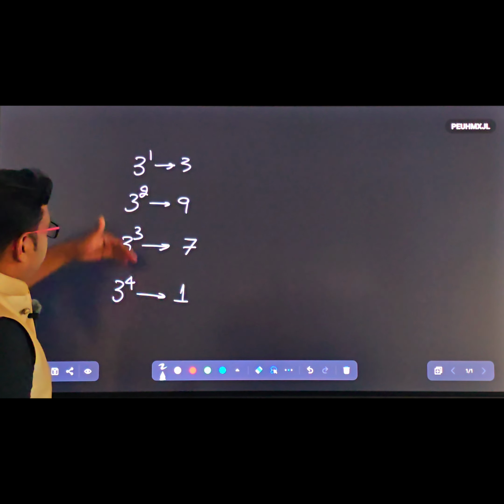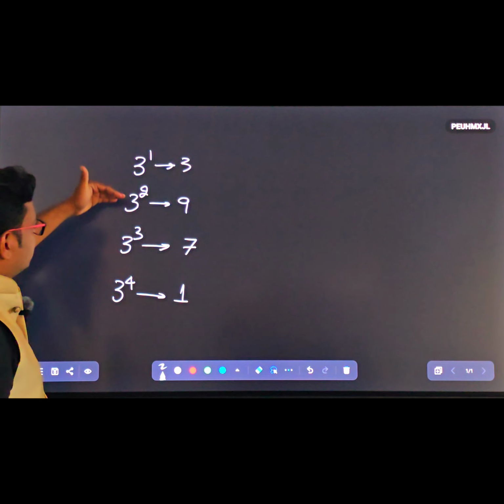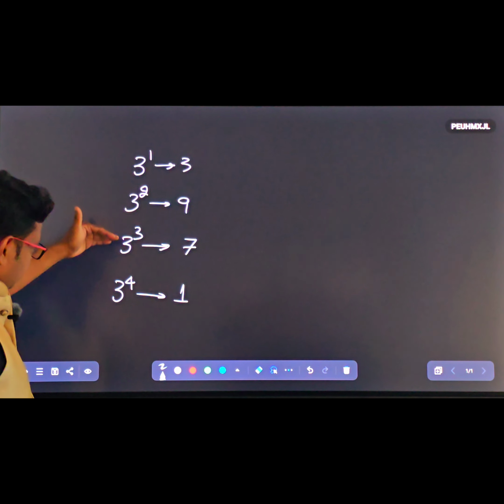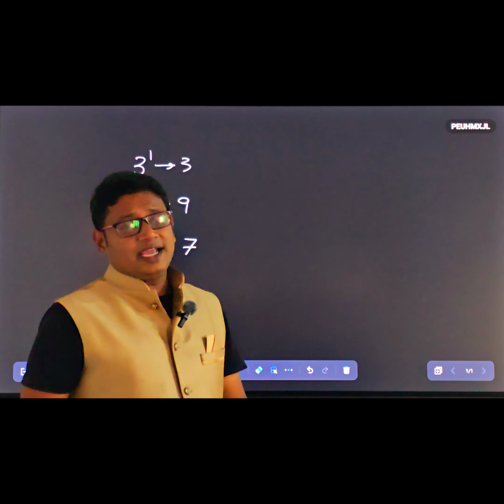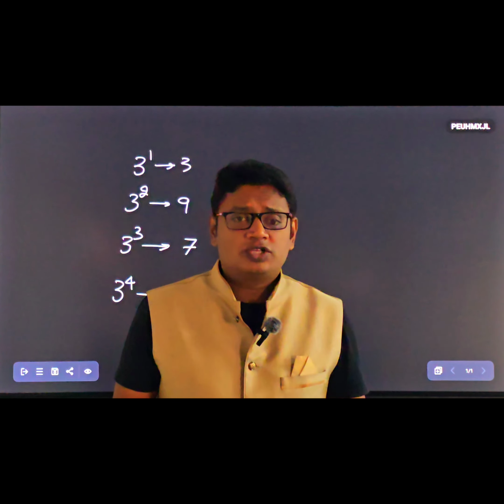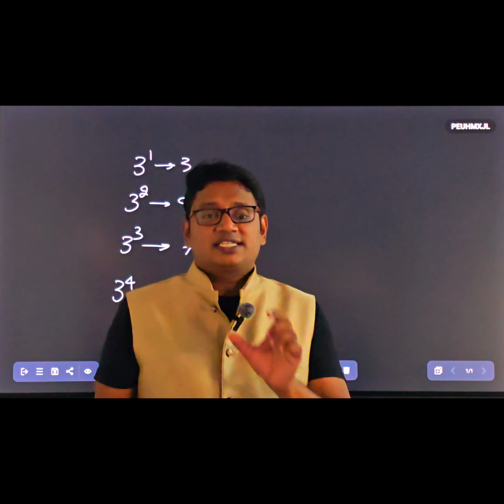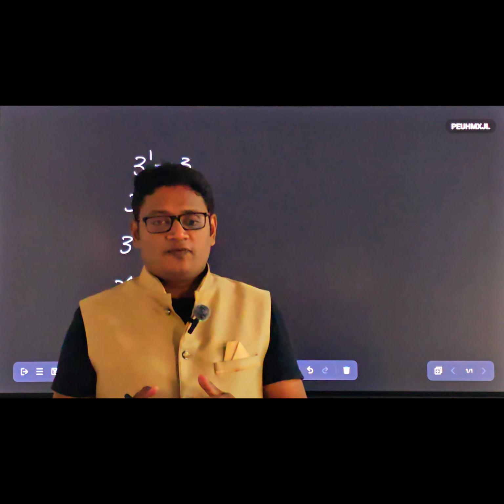Then 3 power 5 again 3. 3 power 6 is 9. 3 power 7 is 7. 3 power 8 again 1. Hence, the cyclicity for 3 is also 4. I repeat, the cyclicity for 3 is also 4.